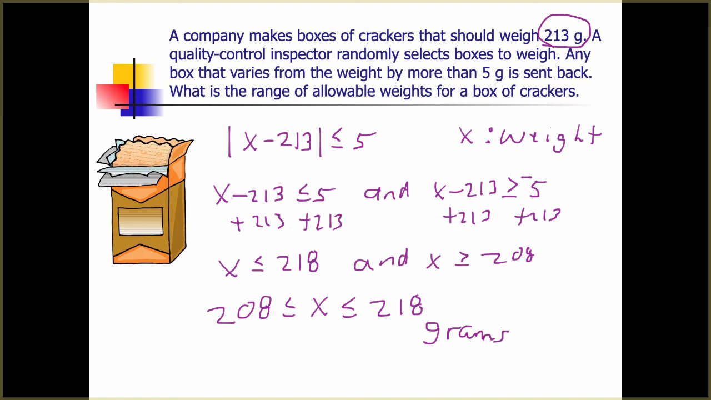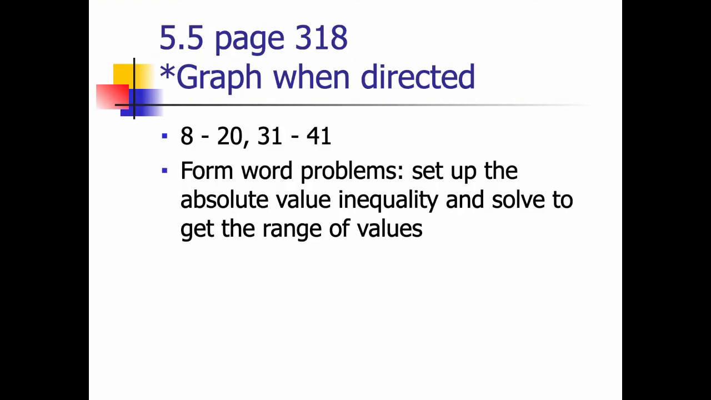That is absolute value inequalities. So again, this is section 5.5. We just did absolute value inequalities. Make sure you graph whenever it directs you to. Make sure for your word problems you set up the absolute value inequality and then solve to get your range of values. Don't just give me the range. I need to see the absolute value inequalities. I need to see the setup and I need to see the solving.